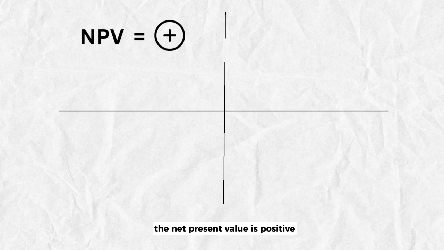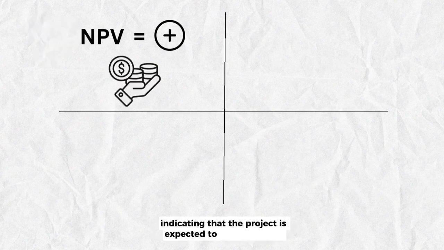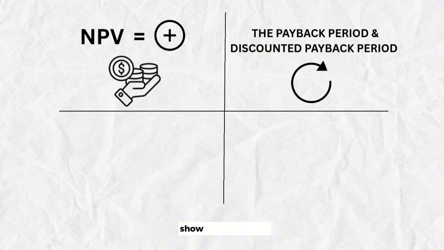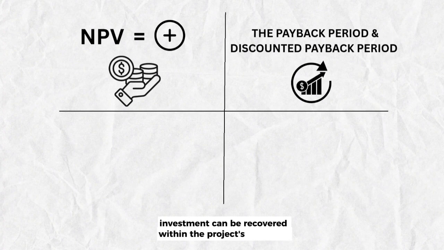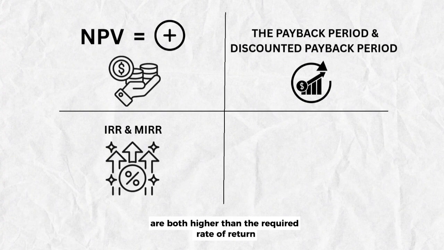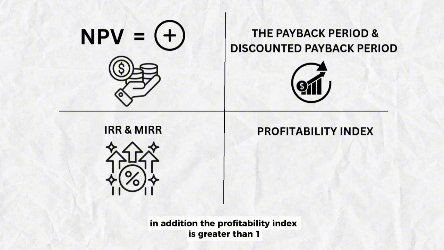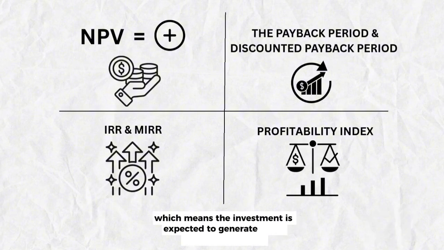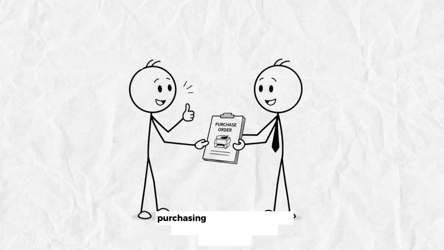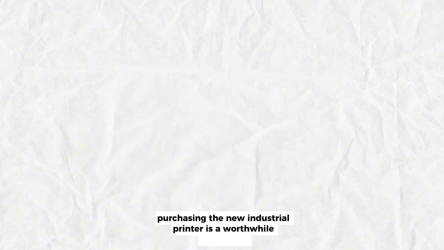For the final decisions, the net present value is positive, indicating that the project is expected to generate value for the business. The payback period and discounted payback period show that the initial investment can be recovered within the project's useful life. The internal rate of return and modified internal rate of return are both higher than the required rate of return. In addition, the profitability index is greater than 1, which means the investment is expected to generate more benefits than costs. Based on all these capital budgeting techniques, purchasing the new industrial printer is a worthwhile investment.